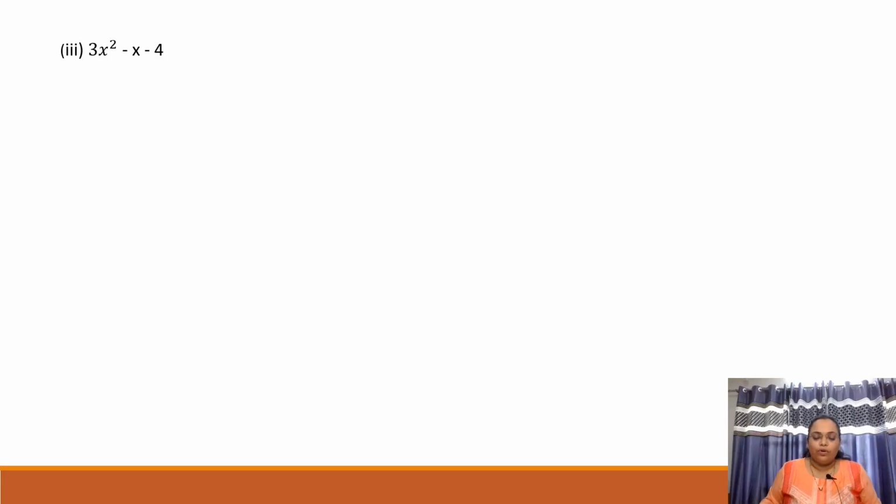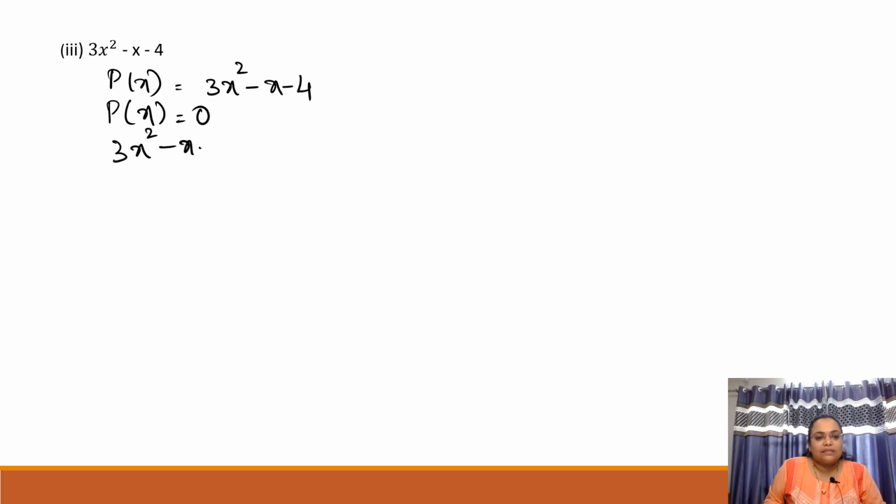Now let us do one more. P of x is equals to 3x square minus x minus 4. We want to find the zeros of the given polynomial. So we will take P of x is equals to 0. Okay. P of x is equals to 0. So that will be 3x square minus x minus 4 is equals to 0.